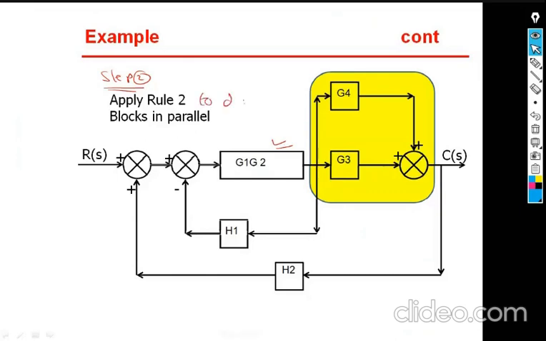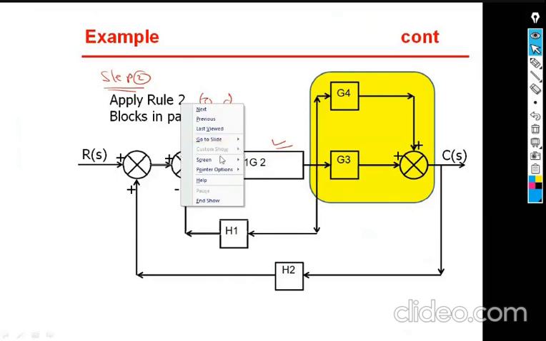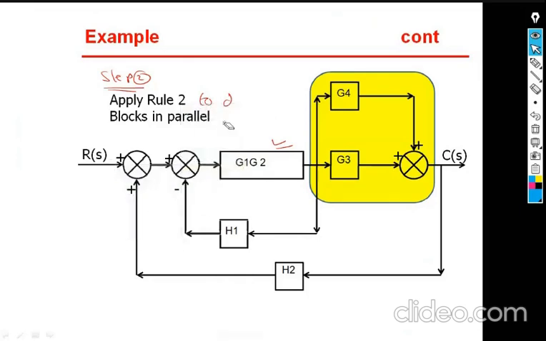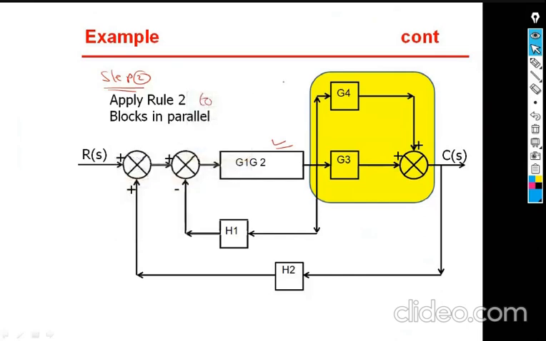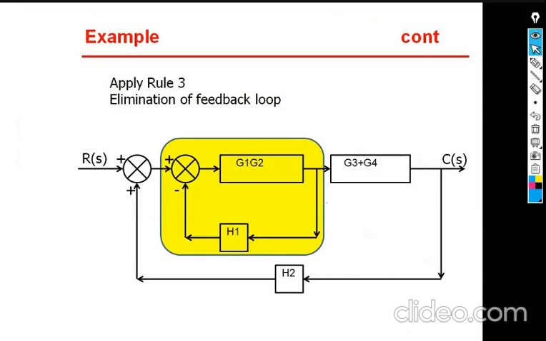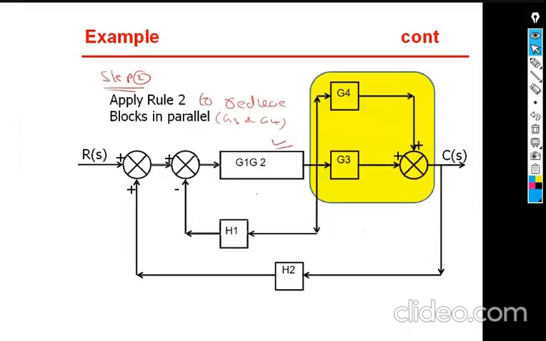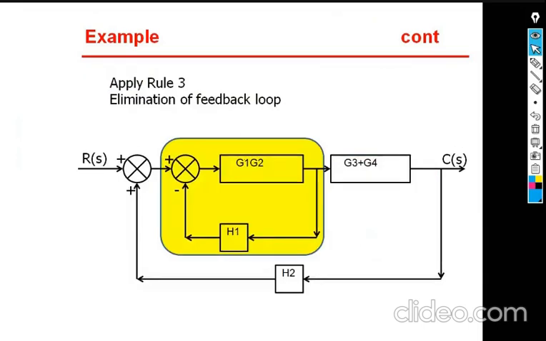Apply rule number 2, reduce the blocks in parallel. The blocks are G3 and G4, we reduce them. Next step: this one and this one both are in feedback. H1 is feedback with this one. So next is step number 3.